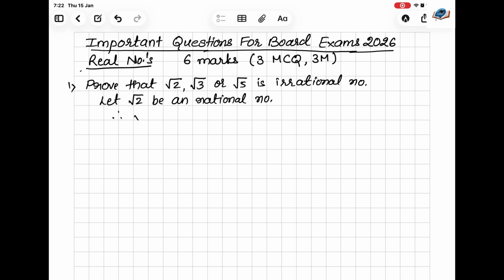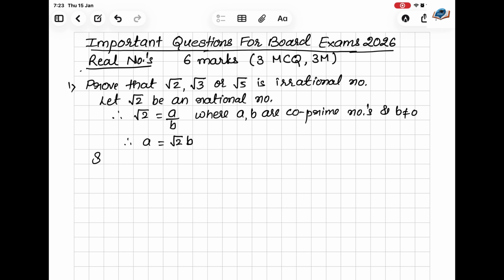So therefore root 2 will be equal to a upon b, where a, b are co-prime numbers and b is not equal to 0. So therefore I can say a equal to root 2 b. Now squaring both sides, 2b square will be equal to a square.